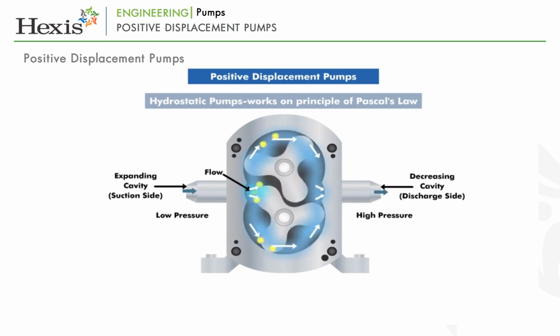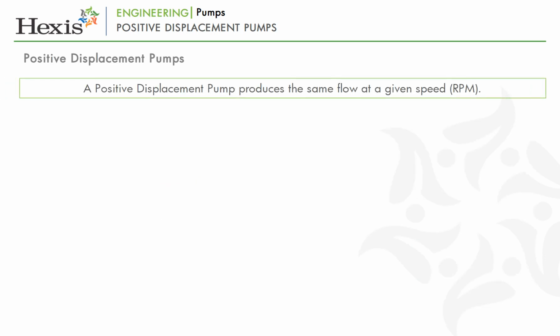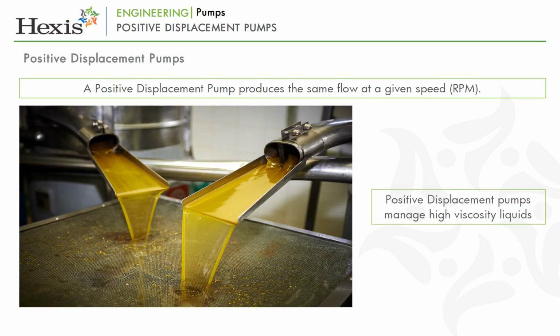The volume is constant given each cycle of operation, unlike centrifugal pumps. Thus, a positive displacement pump will produce the same flow at a given speed, that is RPM, no matter the discharge pressure, and therefore is a constant flow machine. These pumps are ideal in many industries that manage high viscosity liquids or where sensitive solids are also present. For example, the oil and gas industry.